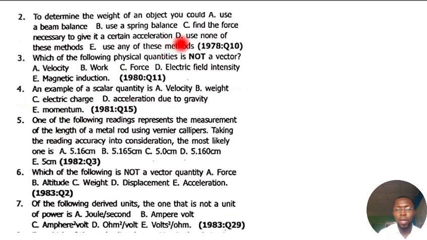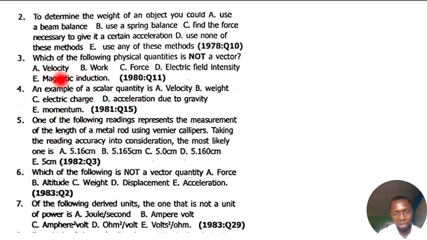Because you're dealing with weight, and the weight formula, aside from the instrument, is mass times acceleration due to gravity. So in this case, this very option is not complete. Okay, it's not complete. Now, they use none of this method. D is not correct because we can use option B. And E says use any of this method. No, because we cannot use A, cannot use C. Okay, so this is 1978 JAM, the first year that JAM was written.